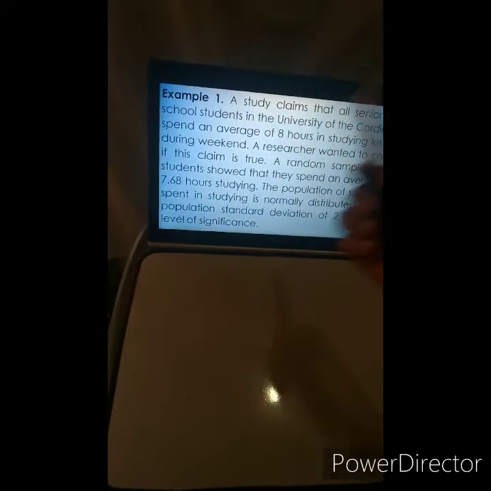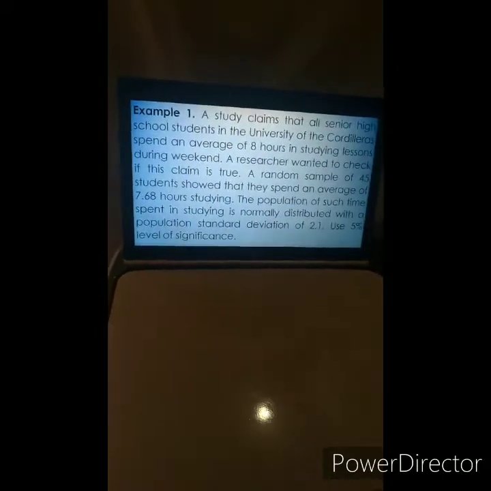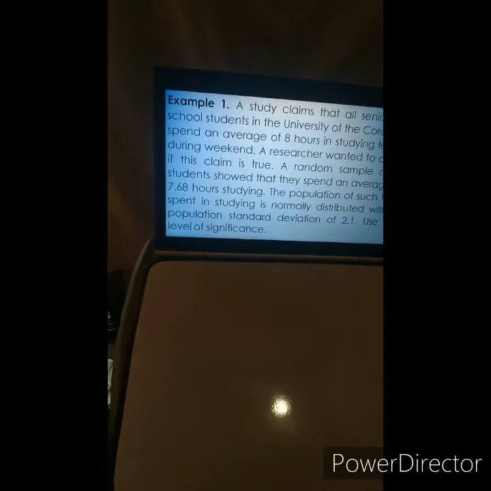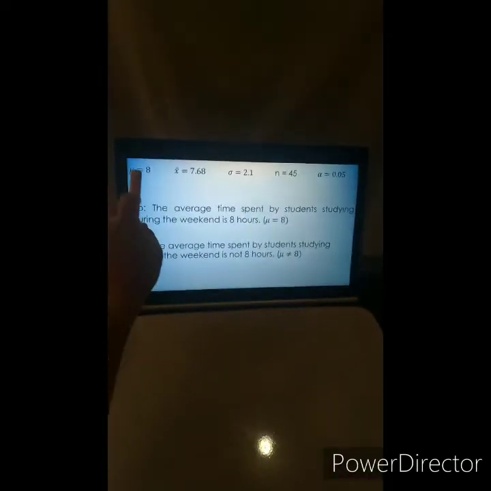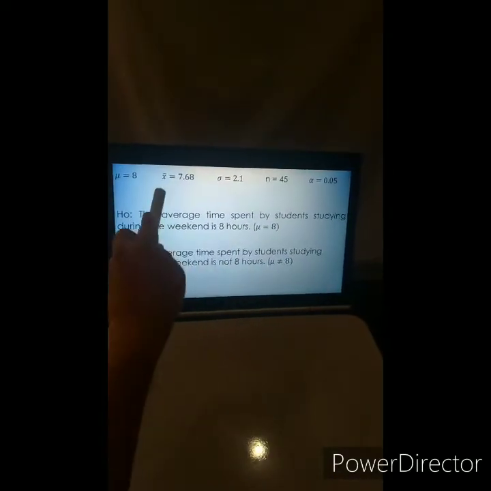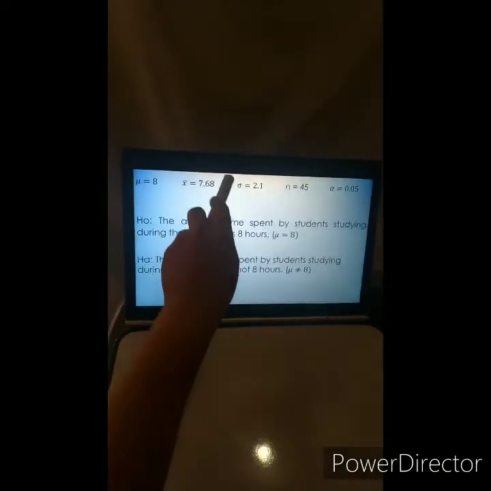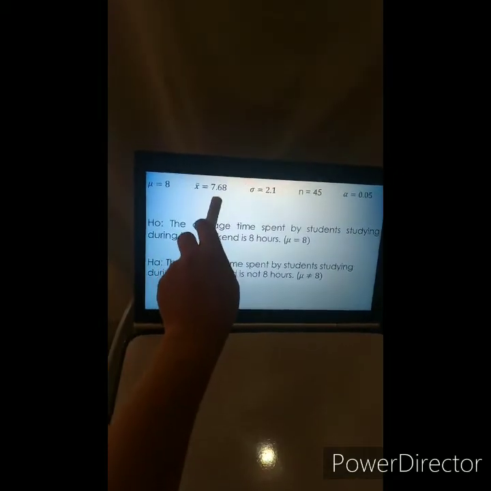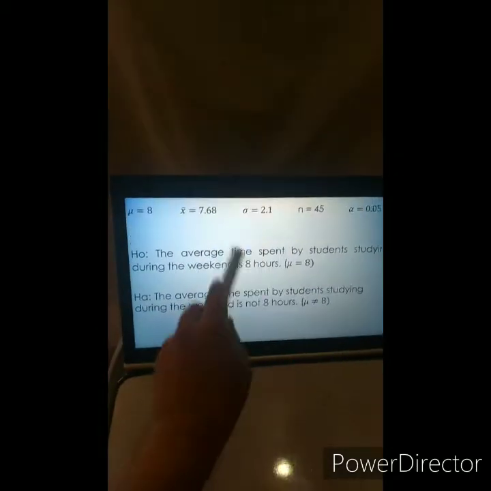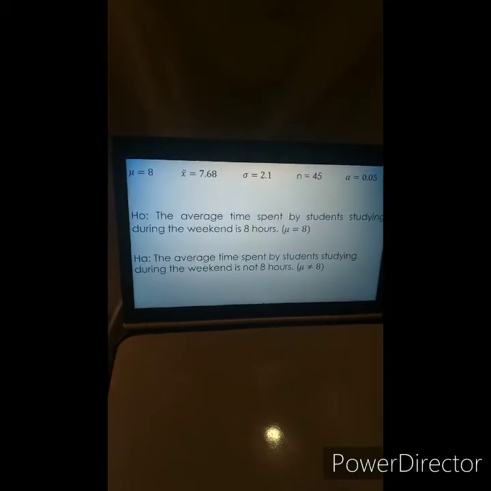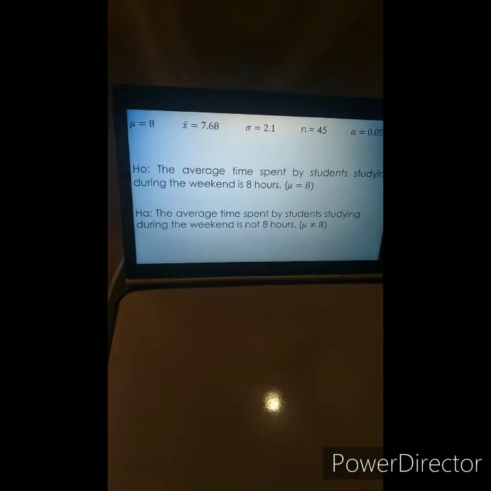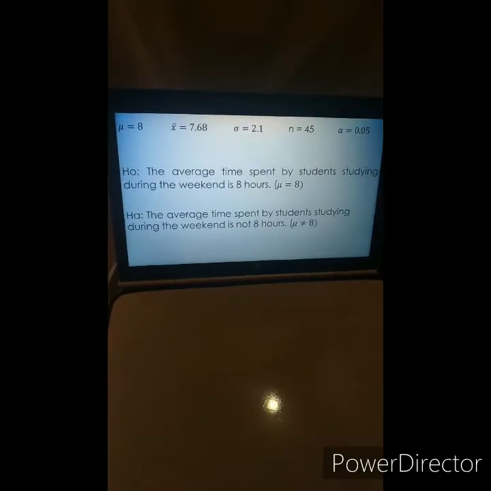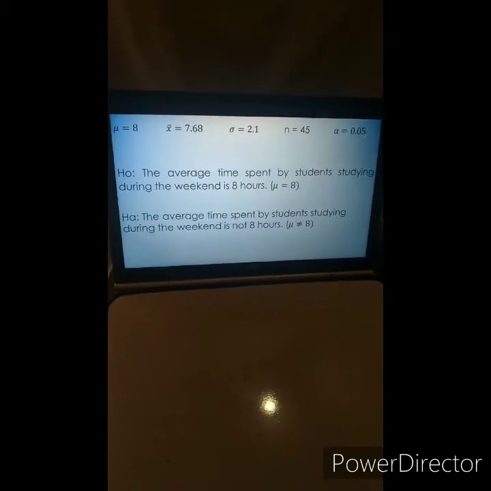Okay. Now, let's first identify the given. Our population mean is 8. Our sample mean is 7.68. Our population standard deviation is 2.1, and our sample size is 45. The level of significance is alpha equal to 0.05.